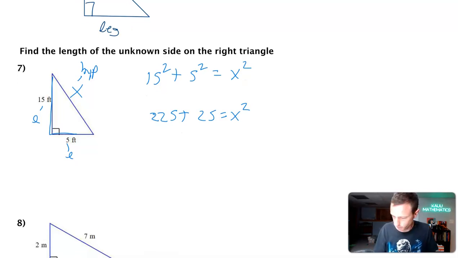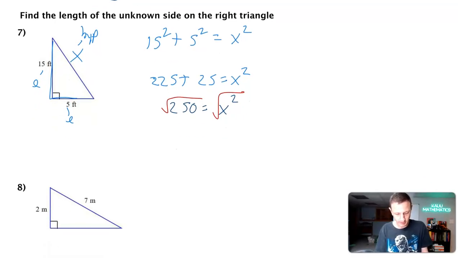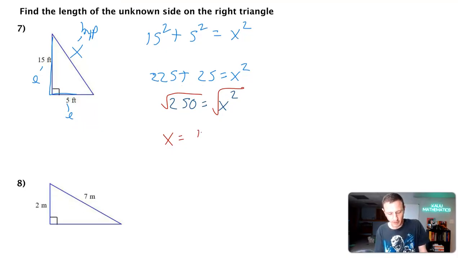225 plus 25 is 250 equals x squared. Now we have to take the square root because I have x squared. So I'm taking the square root of both sides, and I get x is equal to... I'll talk about the answer here, but I'm going to write down plus and minus.